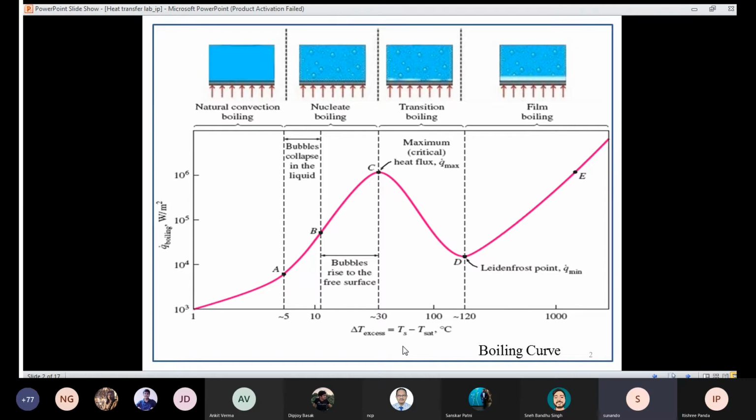It's a long answer to your question, but I think it clarifies some of the doubts you may have about the critical heat flux and the region C, D, and what delta T is all about.